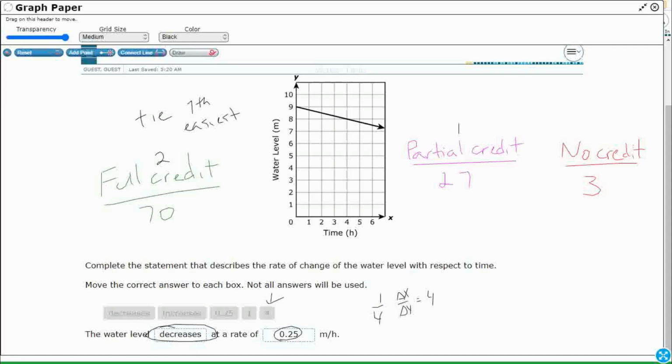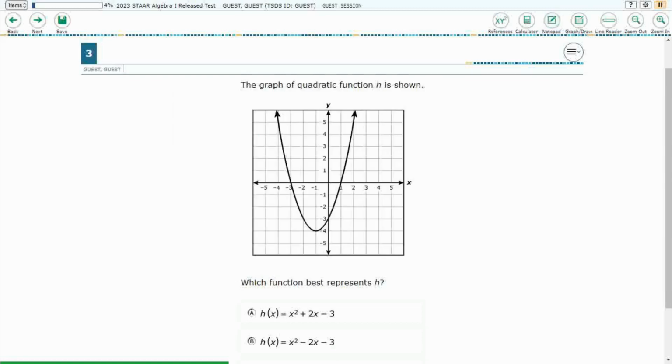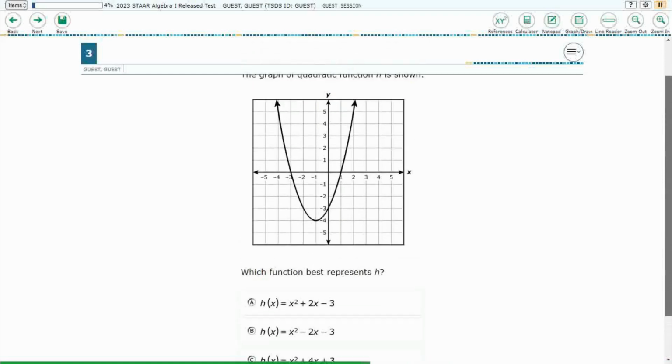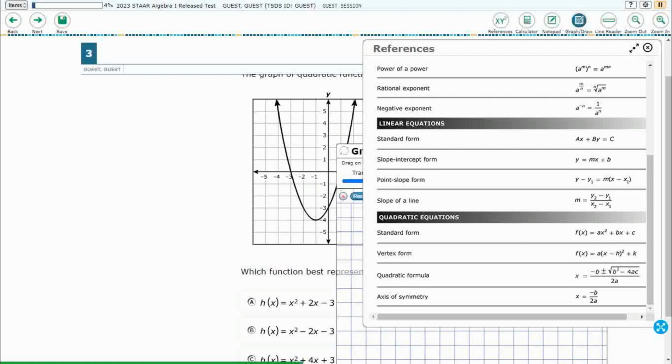So for problem 3, we are looking at solutions, graphs, and quadratic functions. This is TEKS A.6c, and this is reporting category 4. So we have a graph of a quadratic function, and we just need to find the best function that represents this graph. So if we open up our reference materials, go to our quadratics, we'll notice that this is in standard form. Now here's the tricky thing. One of the ways that you can solve this is not even listed as one of your forms.